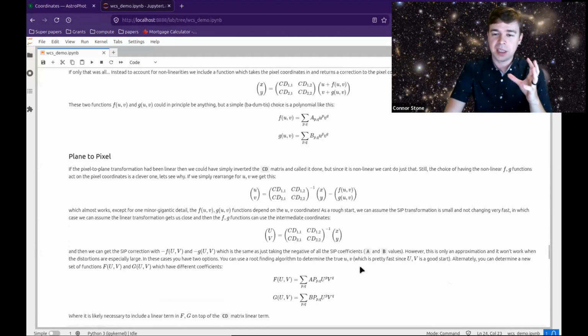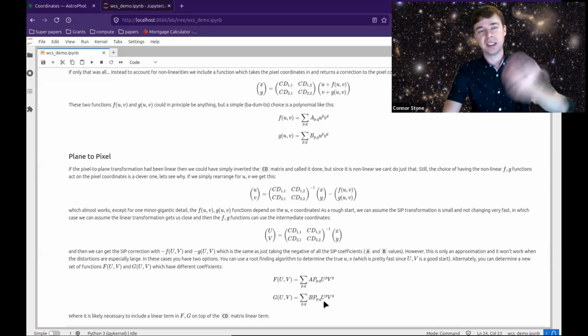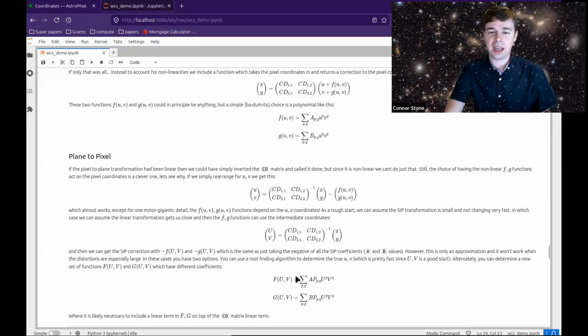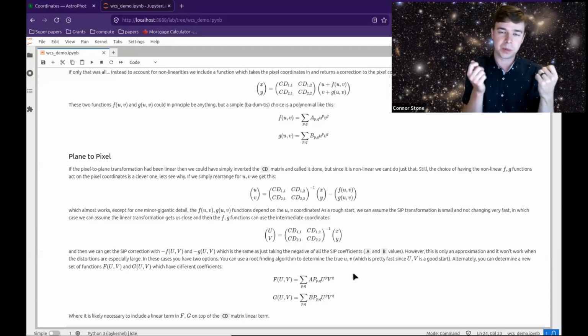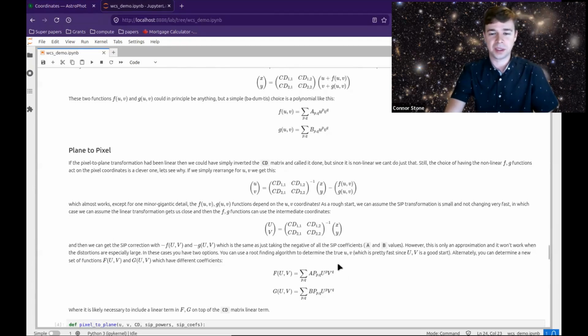Another option is to take these UV coordinates, or these capital UV coordinates, which are sort of like the intermediate transformation, and come up with a new set of SIP polynomials. These are indicated with AP rather than A and BP rather than B. And these new SIP polynomials handle the inverse transformation. And if you've got a set of these, then you can really easily, just by evaluating some polynomials, translate between your pixel coordinates and your tangent plane coordinates.